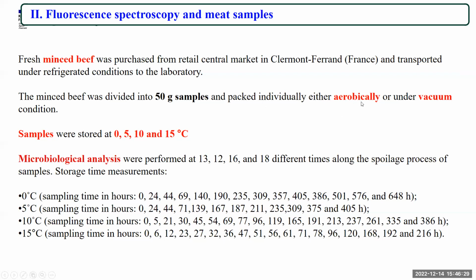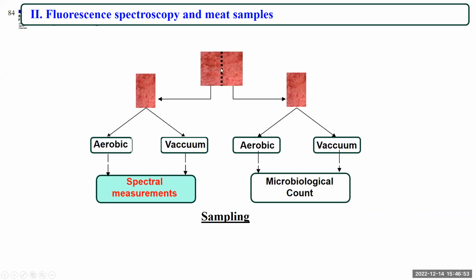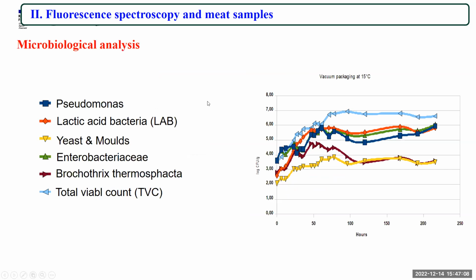And we packed the different minced beef samples in aerobic conditions and vacuum conditions. We also stored them at different temperatures from 0 to 50 degrees C, and we made different microbiological analyses for all the samples. So here you have the sampling that we used, and on the same sample we made spectral measurements and microbiological counts in order to make the link between those two kinds of measurements. Here you have the different loads of microorganisms that we measured. We were interested in Pseudomonas, lactic acid bacteria, yeasts and molds, etc.